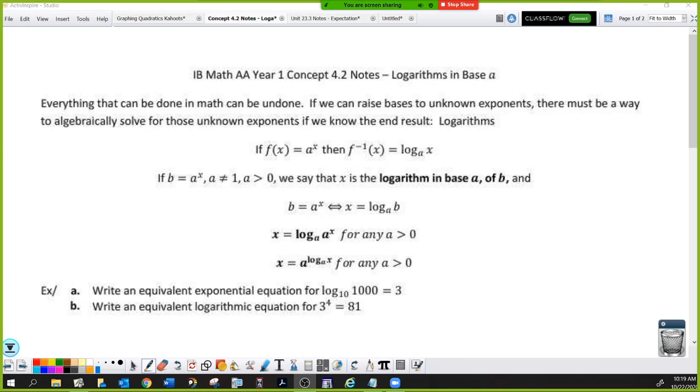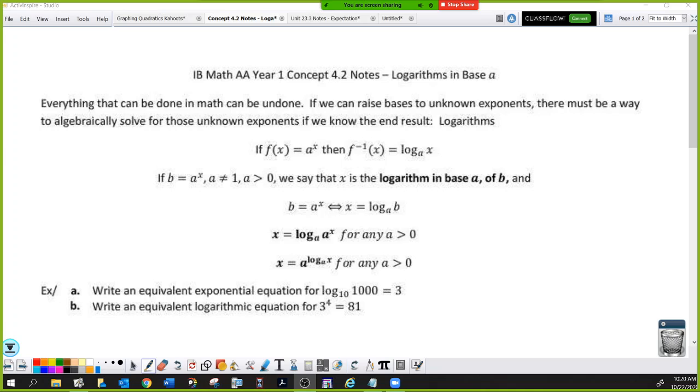Notice that I started these notes with the exact same statement. Anything in math that can be done can be undone. If we can raise any kind of base, 2, 3, whatever, e, pi, if I'm being mean, to an unknown exponent, there must be an algebraic way of solving for that unknown exponent. That's what logarithms do. That's what we discussed yesterday.